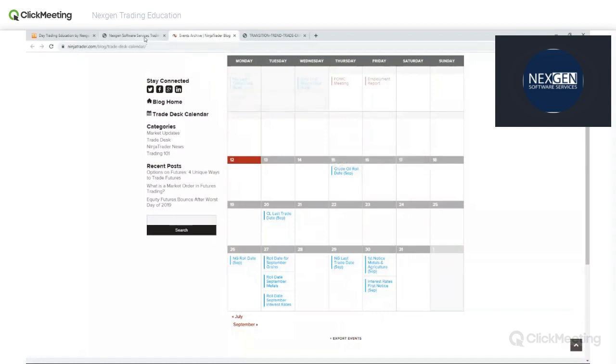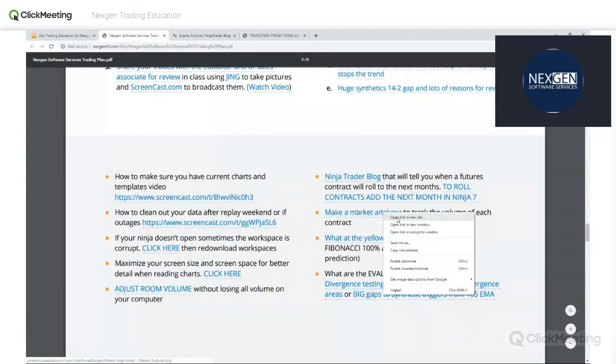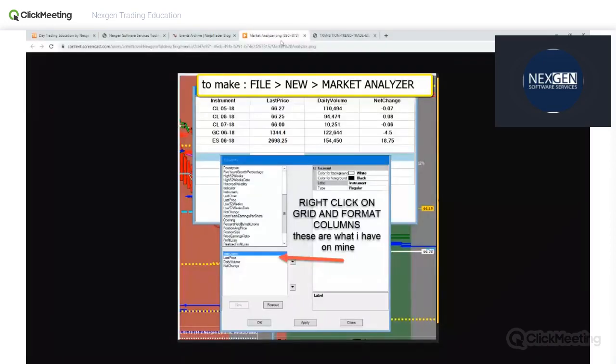Again, this little calendar, which is also on page 5, will also help you, and then there's also on page 5 how to make a market analyzer. Some of you know this, some of you don't. But you can actually track the different crude oil months and how much volume there is in each one of the contracts. Because when we get to rollover days, we'd like to trade the new month that has more volume.